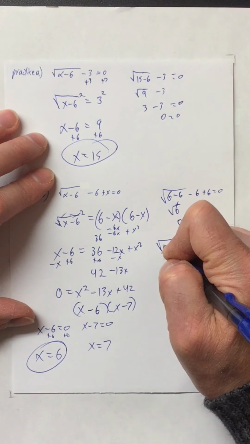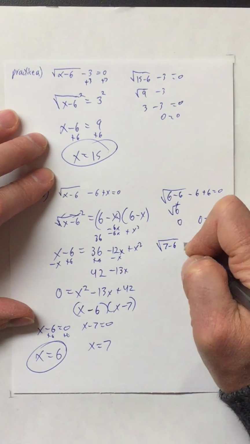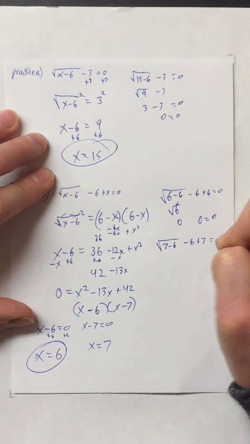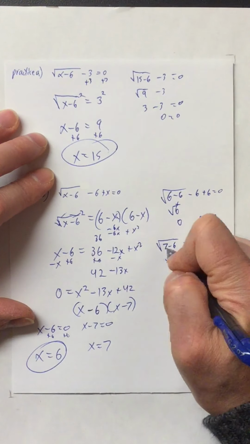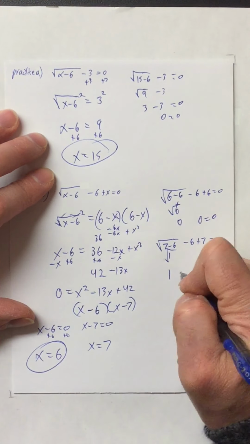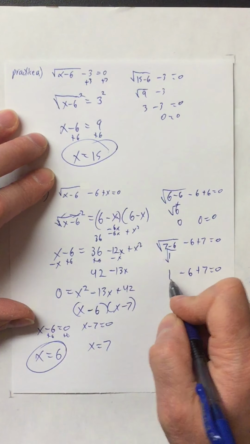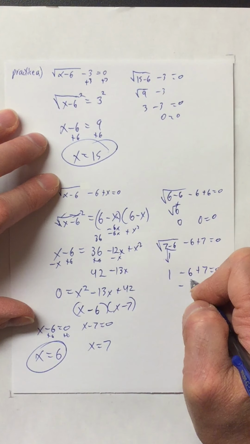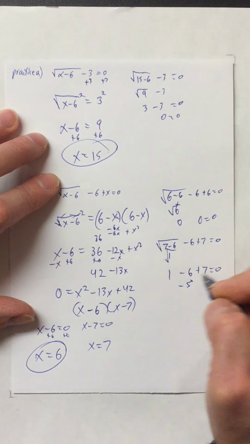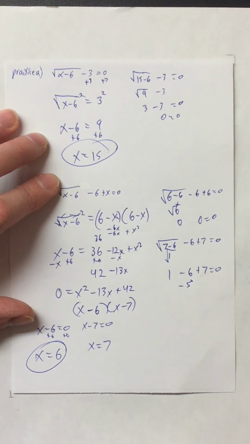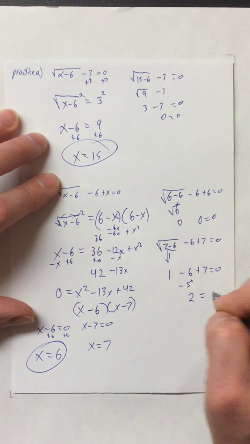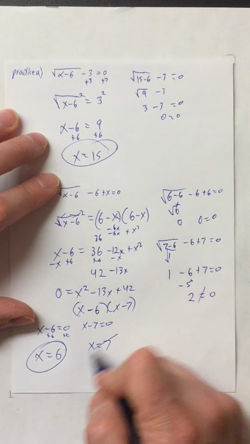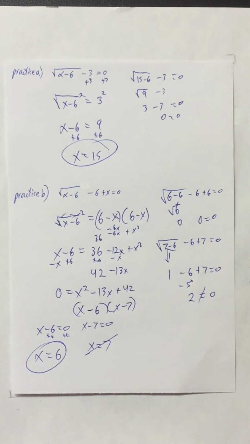Let's put in the 7. Square root of 7 minus 6 minus 6 plus 7 equals 0. All right, 7 minus 6 gives me 1. Square root of 1 is 1. So let's see if this works. 1 minus 6 is a negative 5. Negative 5 plus 7 is 2. 2 is not equal to 0. So that answer does not work. It's only the 6.